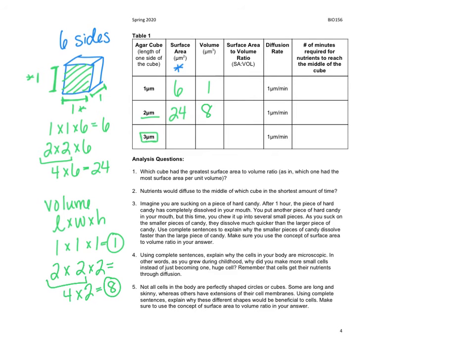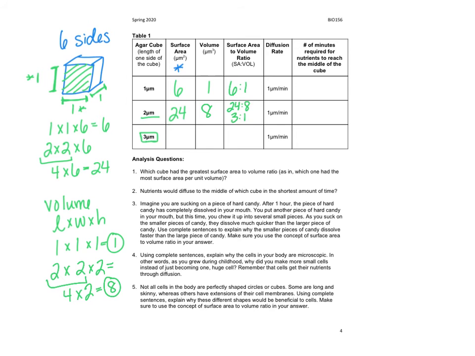Now to figure out the surface area to volume ratio, we just take the surface area, add a colon, and then add the volume. So the surface area to volume ratio for the 1 micrometer cube is just 6 to 1. Now for the 2 micrometer cube, it gets a little bit more complex. We can still say 24 to 8 ratio, but we can treat this ratio like a fraction. And so we can actually simplify that because 8 goes into 24 3 times. So we can simplify that to say that it has a 3 to 1 surface area to volume ratio.